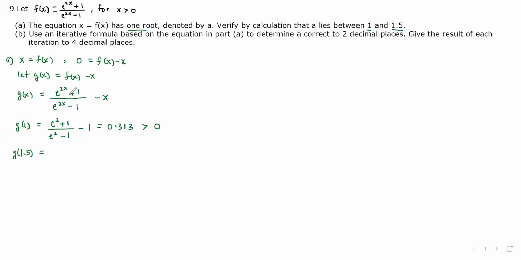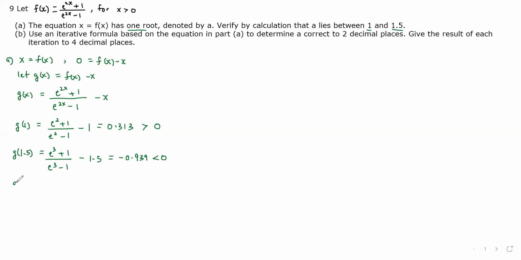Now evaluate g at 1.5. We replace x with 1.5. We have (e^3 plus 1) over (e^3 minus 1) minus 1.5. That is negative 0.395, which is less than 0. So g at 1 is positive, g at 1.5 is negative. There must be a value of x in between 1 and 1.5 such that g(x) is 0.